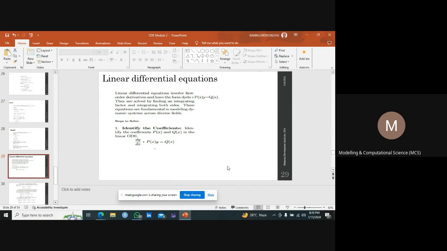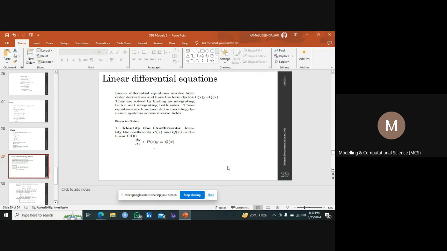Now, linear differential equations take this form: dy/dx plus p of x multiplied by y is equal to q of x. So anytime any differential equation takes this form, that is y prime plus p of x times y is equal to q of x, don't even bother yourself, it's called a linear differential equation. They are solved by finding an integrating factor and integrating both sides.